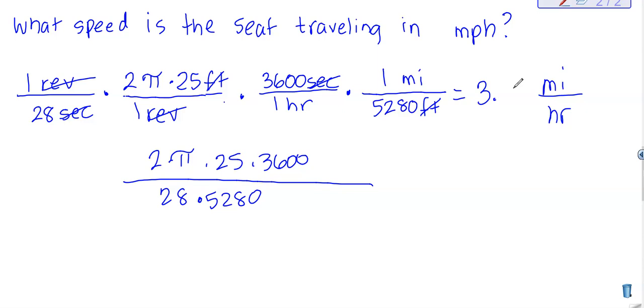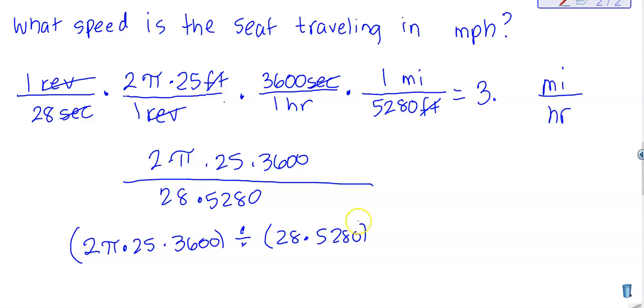3.82? I have 3.82. So let's get some verification. You did 2 pi times 25 times 3,600. 2 pi, 2 times pi, same thing, when you type it in. Okay, if you're not going to type this in as a fraction with your calculator, you have to do this with parentheses: 2 pi times 25 times 3,600 divided by 28 times 5,280. If you're not going to type it in as a fraction, you have to do that.